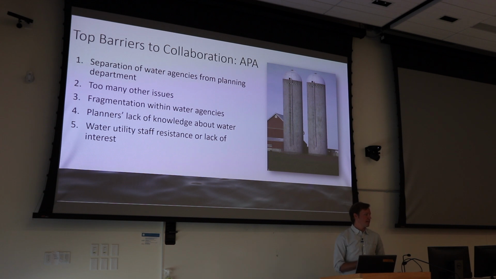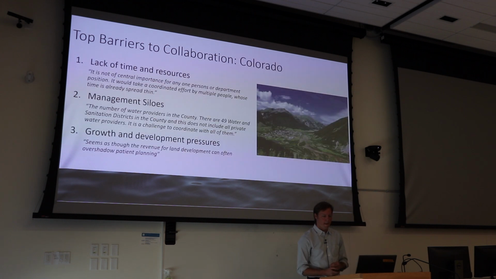So I started this talk by illustrating how complex water management is. That fragmentation is challenging to work with. They cited a planner's lack of knowledge about water. I think this is true, and this would be one role that departments like these can kind of help solving this problem. So if you learn more about water as a planner, you're more likely to be able to act upon it, or as a designer, you can act upon it. And then they bumped into the same problems I have: water utility staff resistance or a lack of interest. So those were kind of the top barriers.